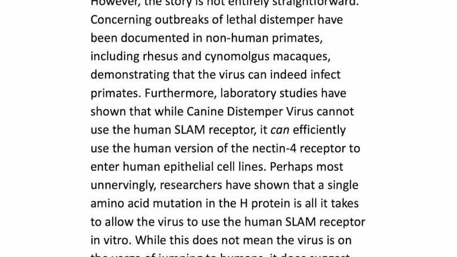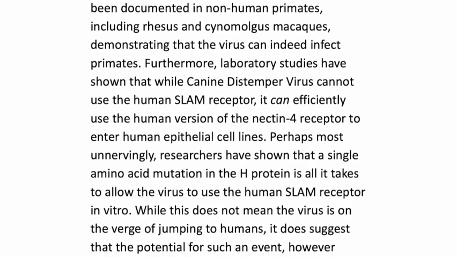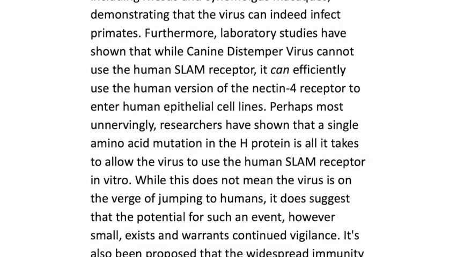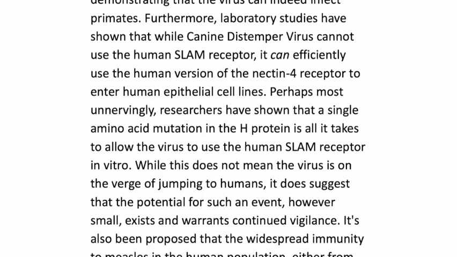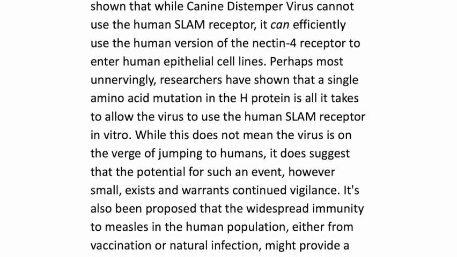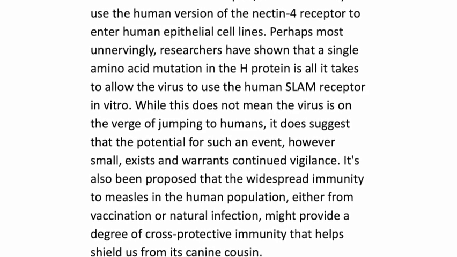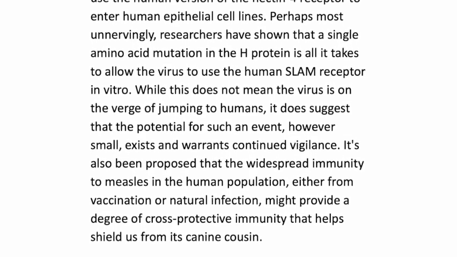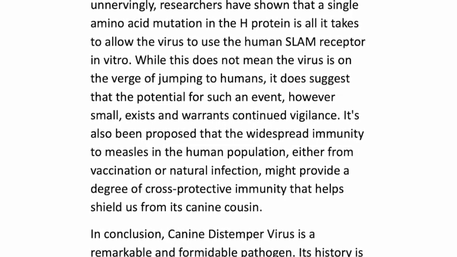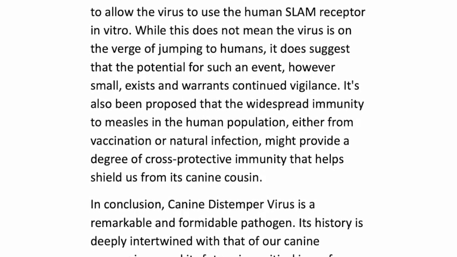Perhaps most unnervingly, researchers have shown that a single amino acid mutation in the H protein is all it takes to allow the virus to use the human SLAM receptor in vitro. While this does not mean the virus is on the verge of jumping to humans, it does suggest that the potential for such an event, however small, exists and warrants continued vigilance. It's also been proposed that the widespread immunity to measles in the human population, either from vaccination or natural infection, might provide a degree of cross-protective immunity that helps shield us from its canine cousin.